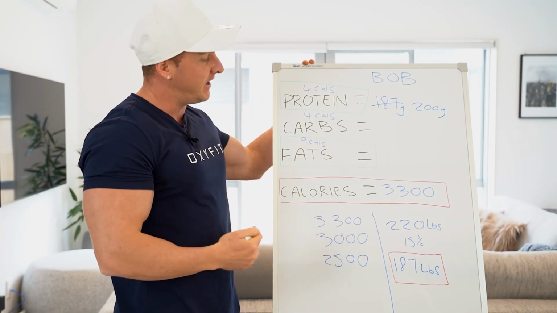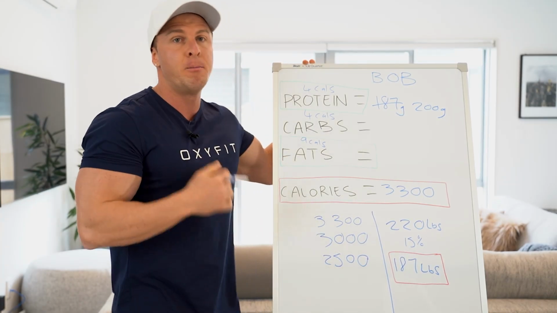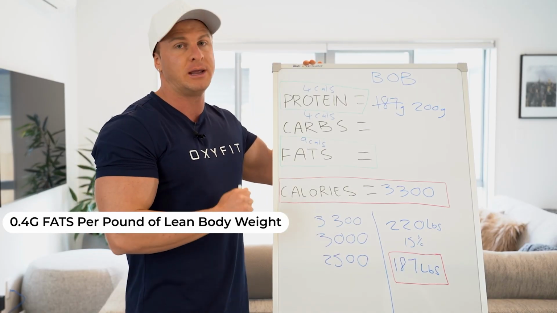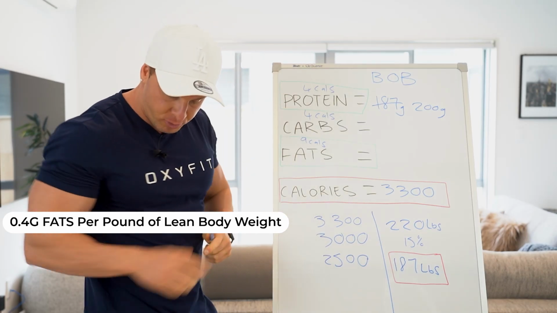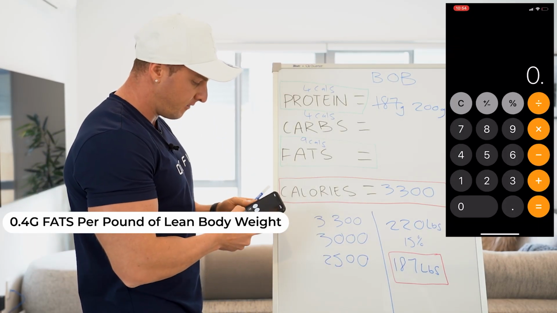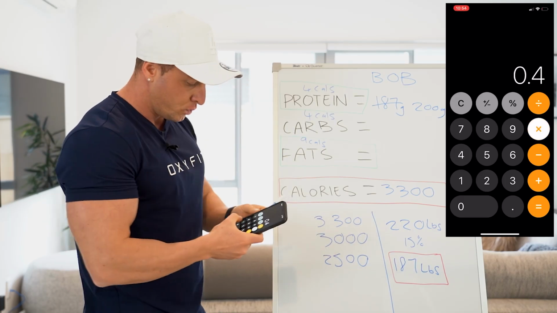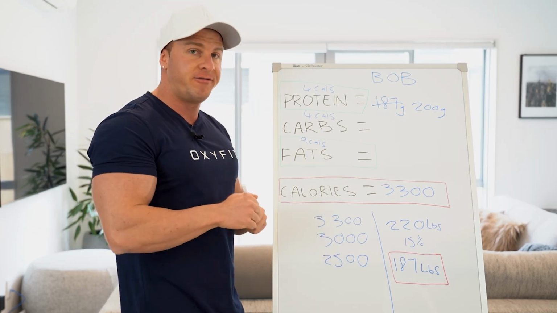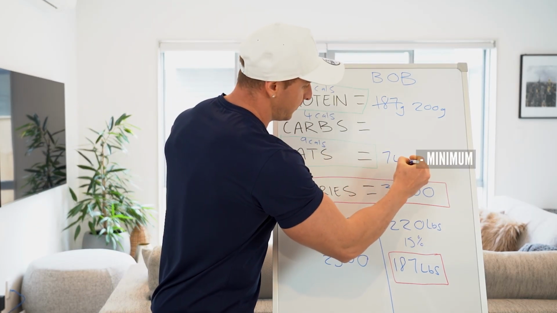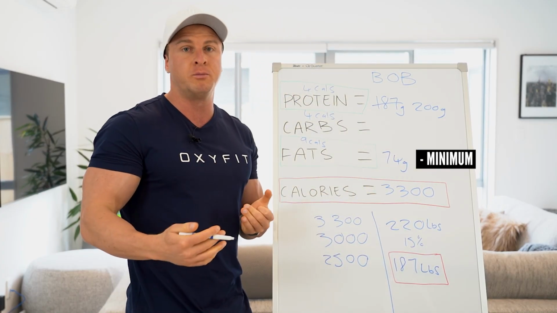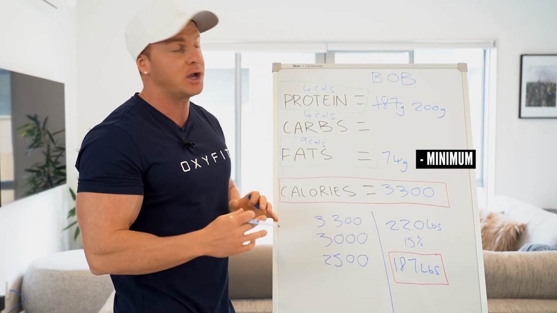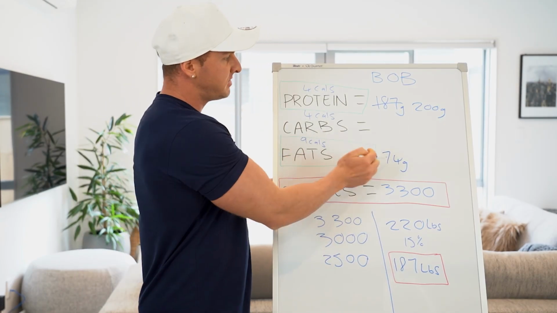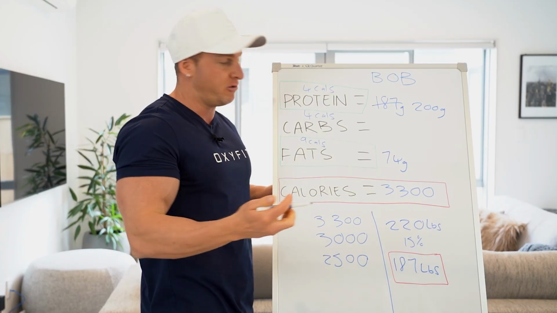Fats. We now want to work out our fat intake. For fat intake, my personal recommendation is 0.4 grams of fat per pound of our lean body weight. So we're going to go 0.4 times 187 equals 74. So 74 grams of fat is how much we need per day. That is for optimal brain function, hormone regulation, testosterone production, all of that good stuff. Fat is important for your hormones, so we don't want to go too low. Let's just round it up to 80 grams.